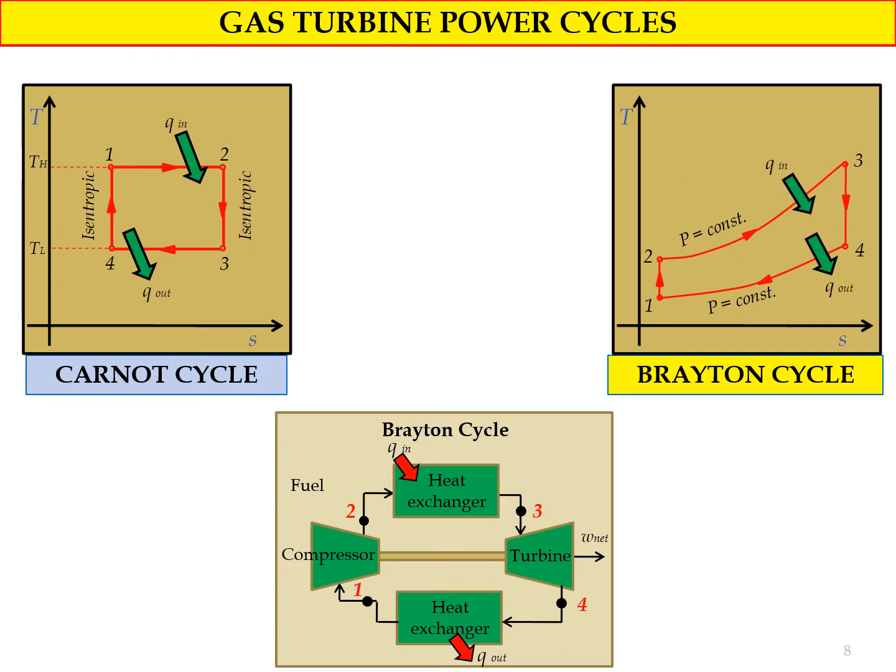We have the first component, which is the compressor, process 1 to 2. Then we have fuel, and it goes to the heat exchanger, Q in, heat addition. This is the constant pressure heat addition process, and then it goes to state 3. It goes into the turbine, which generates net work out, and goes to state 4. State 4 goes to the heat exchanger, the constant pressure heat rejection process, and goes back to state 1. So this is the Brayton cycle.